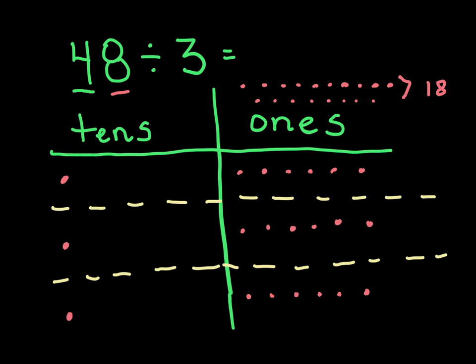So there we go. We've got, in this one right here, 1 ten, which is really just 10. And we've got 1, 2, 3, 4, 5, 6. We have 6 ones, which would give us 16. So 48 divided by 3, our quotient is 16.